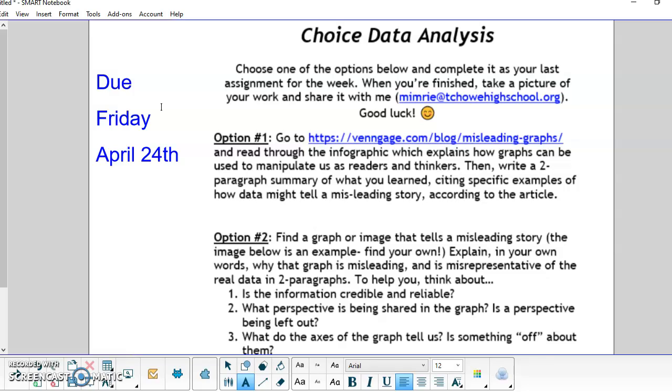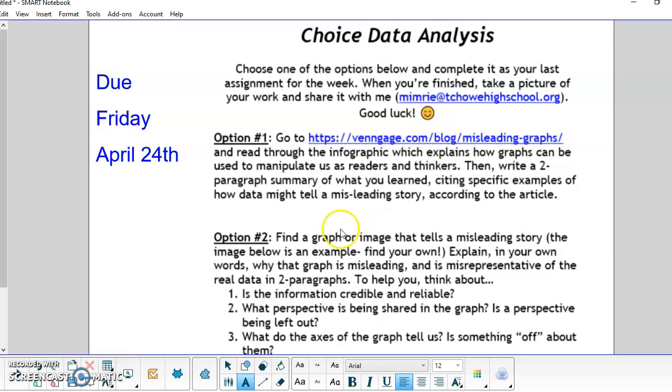This is due on Friday, April 24th, and it is a choice data analysis assignment because you get to decide which of these two options you're going to complete. It doesn't matter which one, they will give you the same amount of points as long as they are completed. You decide which one you want to roll with. So you're going to complete one of the options and make sure you email me your work when you're done or share it with my email if you do it on a Google Doc.